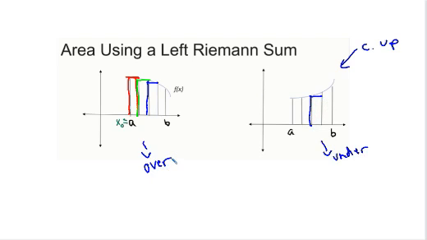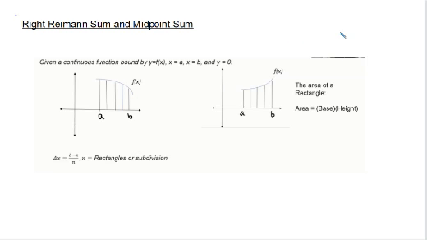Now, if we go to a right Riemann sum, it just means we're going to use the right edge for my length. That's a right Riemann sum. We're going to use that length, we're going to use this length, we're going to use this length, and so on. Okay, that's for a right Riemann sum. That's the only thing that changes.